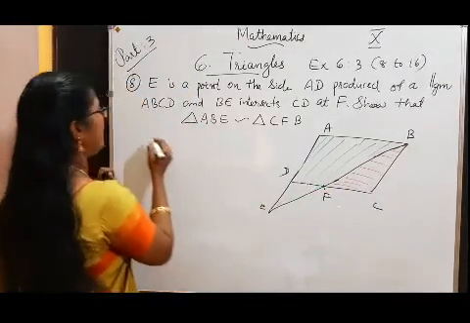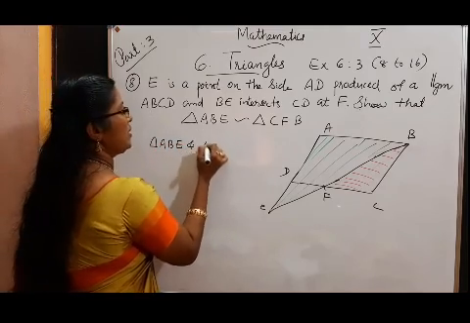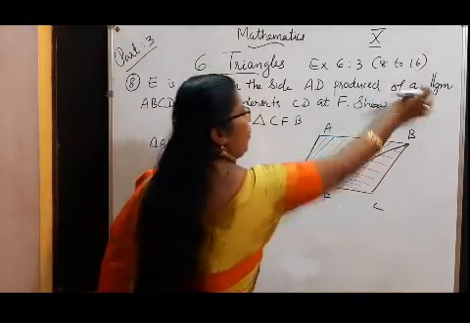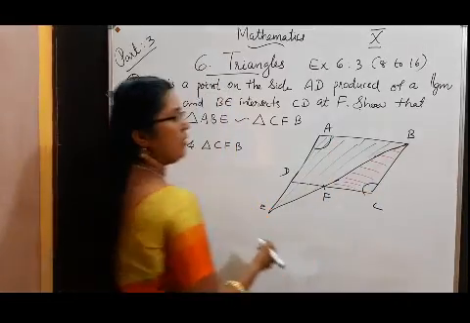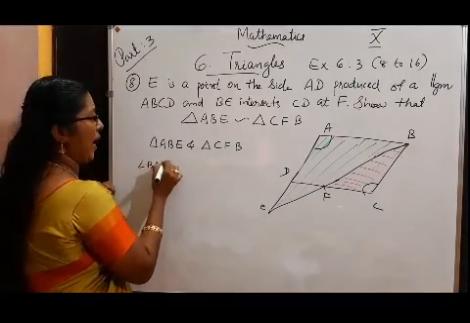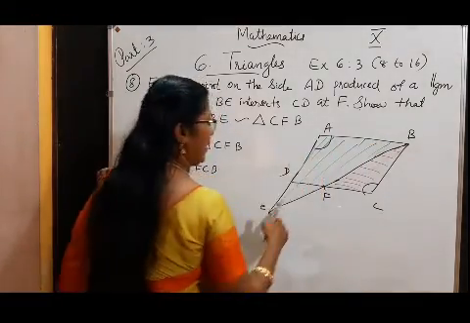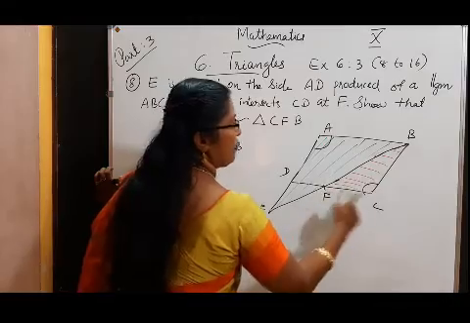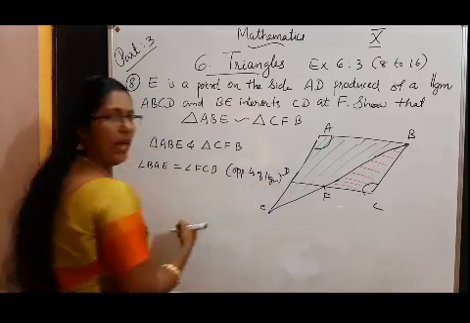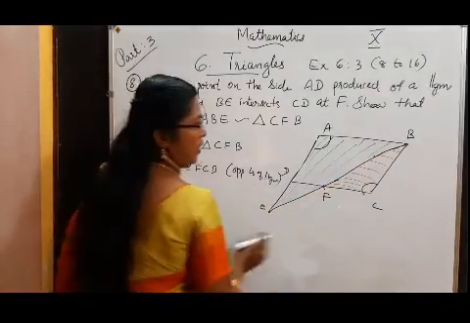So let us take triangle ABE and triangle CFB. What is the condition? ABCD is a parallelogram, so angle A and angle C are equal. So we can write angle BAE equals angle FCB, that is, the opposite angles of a parallelogram. Then the larger triangle and the smaller triangle.